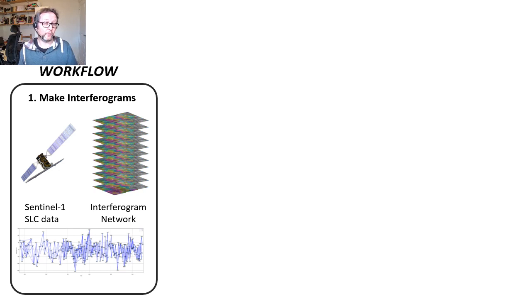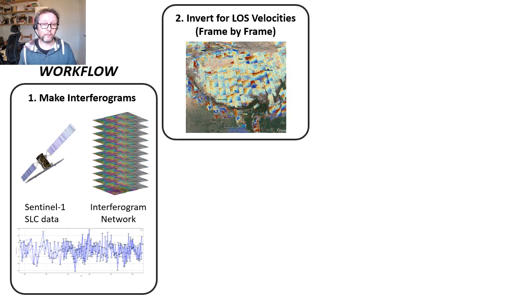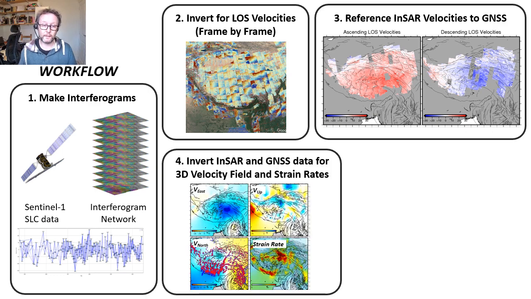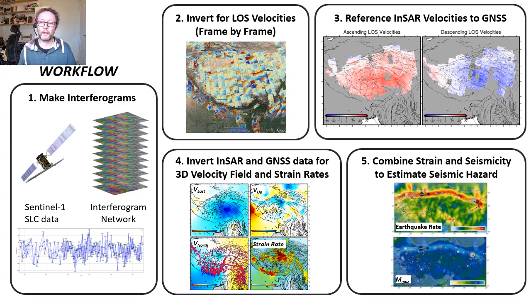So this is a broad summary of the workflow that takes us from raw Sentinel data through making interferograms, inverting for line of sight velocities. We can then reference those to GNSS data, invert those for 3D velocity fields and strain rates, and combine that strain and seismicity data to estimate seismic hazard. And I want to take you through that workflow step by step in this presentation.